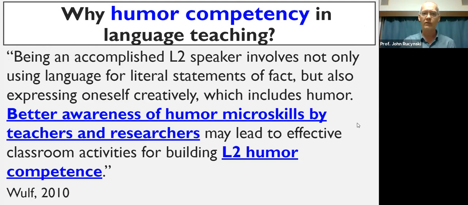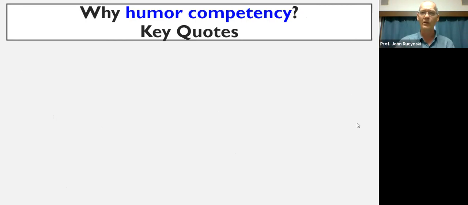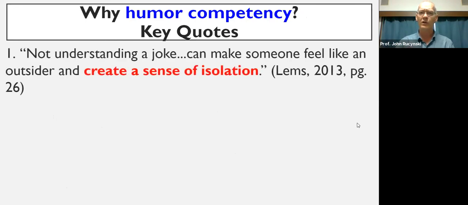So a great article by Wolf said students need not just to express themselves literally in the L2, but also creatively. And he said maybe teachers and researchers need to think about humor micro skills. And if you're not familiar with micro skills, I'll explain this more later. And maybe we can use that in our classroom to build L2 humor competence as another micro skill of communication. 2 more quotes on this, and then we'll do another interactive activity. So Lems had also talked about, in cross-cultural communication, you can feel embarrassed or isolated if you don't understand the humor. Especially if you have quite good English, but you still don't understand, it's very lonely, very frustrating.